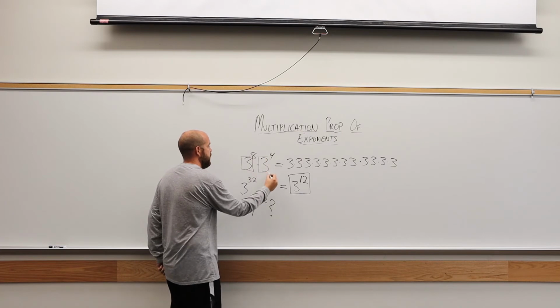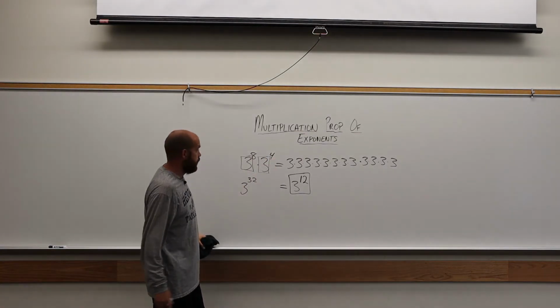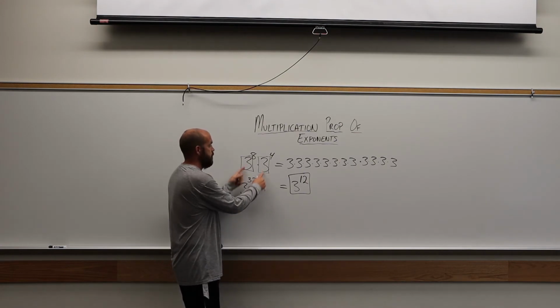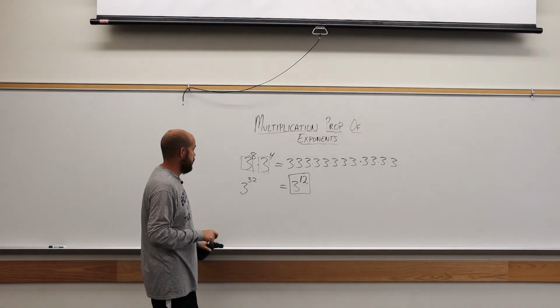Okay, so I take this base number, that stays the same, all right? So that's why it is 3 to the 12th power. The base numbers stay the same. The exponents are telling me how many times they got multiplied together.